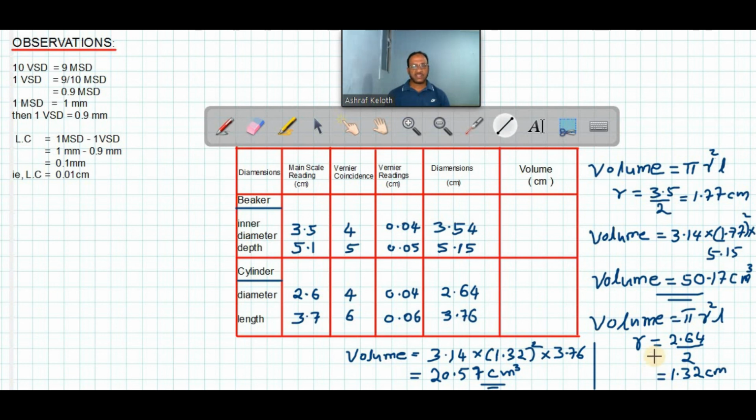Hence we got two results. The first one is the inner volume of the beaker. The second one is the volume of the cylinder. So write in your record book these two experiments separately. For that, the first half of the table you can use for the first experiment, and the second half of the table for the next experiment.